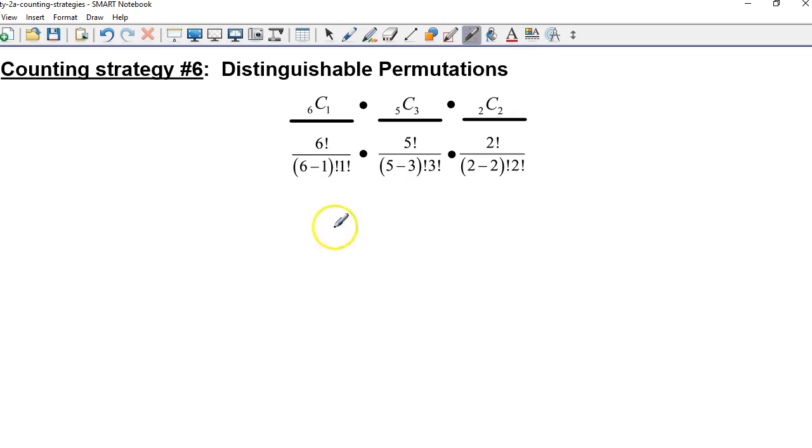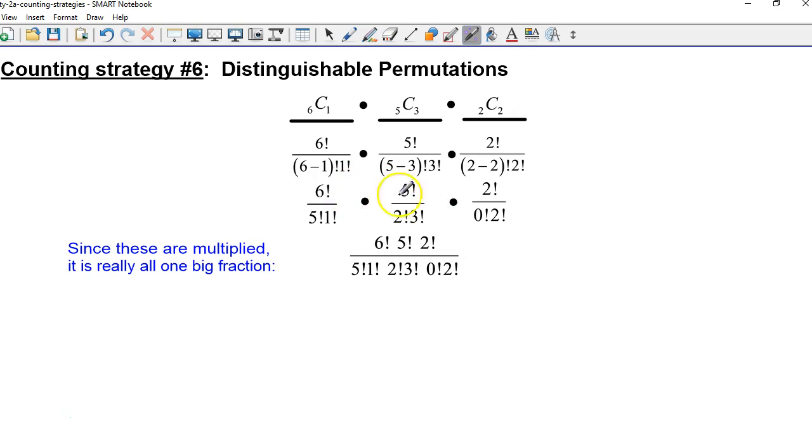Okay, here's the first thing. If I just write out the combination formula for each one, 6 combination 1 is 6 factorial over 6 minus 1 factorial times 1 factorial, and so on. Same thing for these others. Those are just the combination formulas filled in. And then that means this is 6 factorial over 5 factorial times 1 factorial, times 5 factorial over 2 factorial, 3 factorial, and so on.